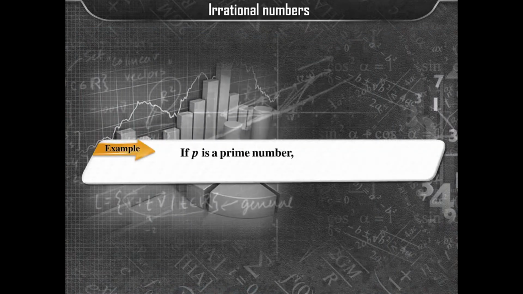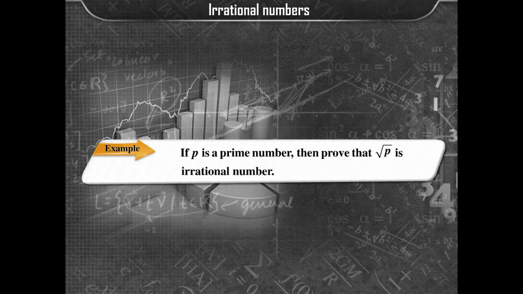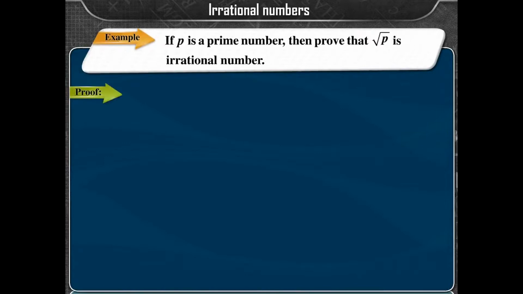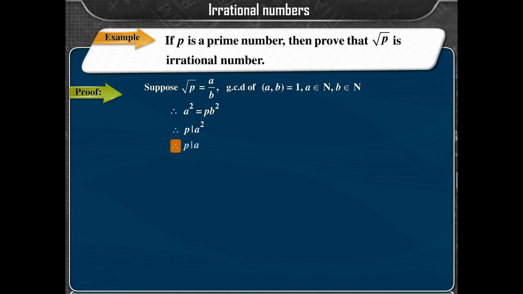Example: if p is a prime number, then prove that square root of p is an irrational number. Proof is as follows. Suppose square root of p is equal to a upon b, GCD of a, b is equal to 1, a belongs to N, b belongs to N. Therefore, a squared is equal to p b squared. Therefore, p divides a squared. Therefore, p divides a.